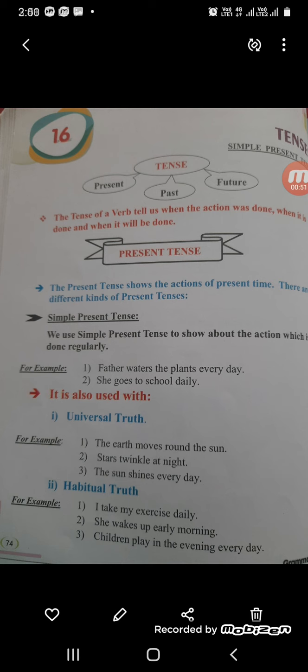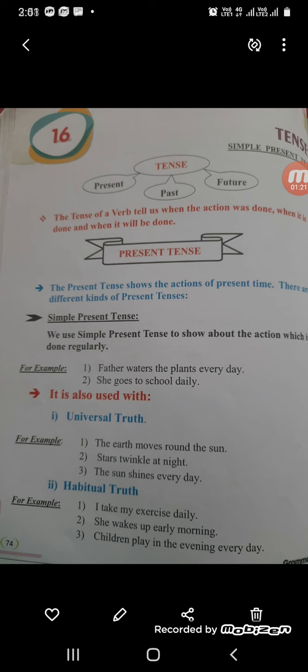Tense is in three forms, that is present tense, past tense and future tense. The tense of a verb tells us when the action was done, when it is done and when it will be done. Means when the action was done, that is past tense. When it is done, present tense. And when it will be done, future tense. So present, past and future.